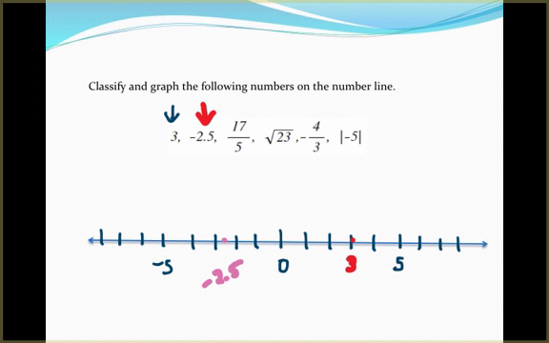17/5, well, if I take 17 and divide it by 5, I'm going to get 3 2/5, but 2/5 is 0.4, so that's going to be 3.4. Well, 3.4 is between 3 and 4, but not all the way to 3.5, so a little bit less than 3.5. So we'll label that as 3.4. Now, as far as classifying that number, since it is 3.4, it's a decimal number, it would be rational.